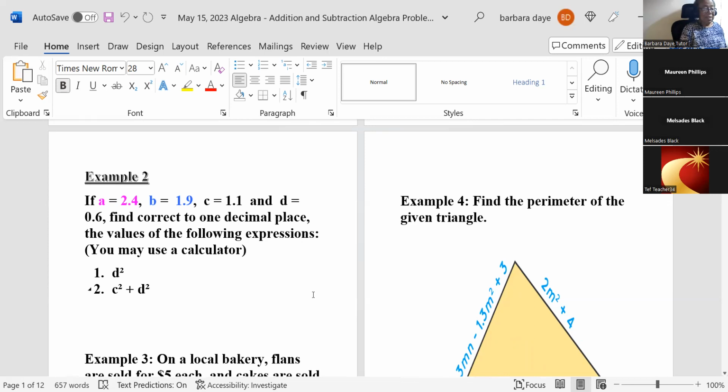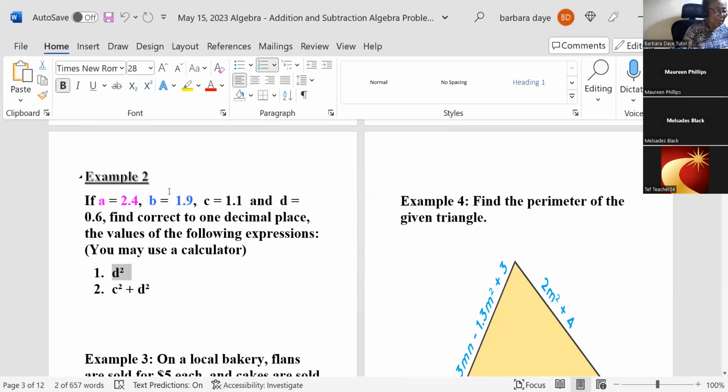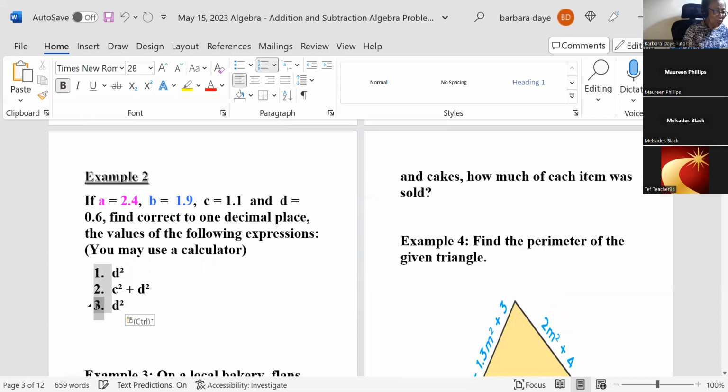Now, D is 0.6, right? Substitute in for 0.6, what do you get? That's 0.6 to the second power. And what is that equal to? 36. Oh, that's 0.6, Maureen, not 6. So this is 0.6 to the second power.